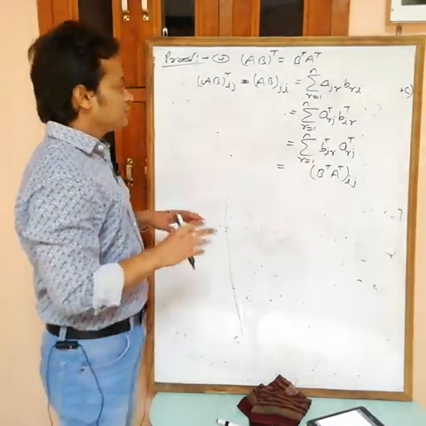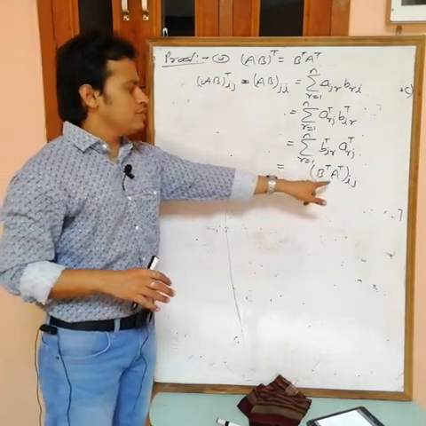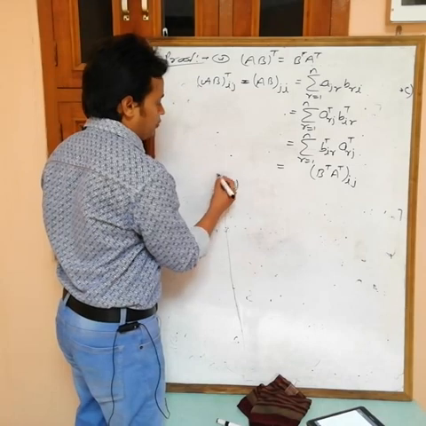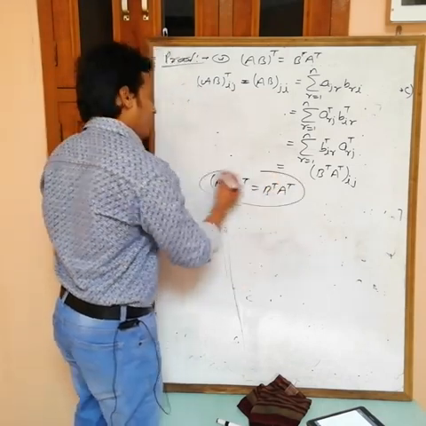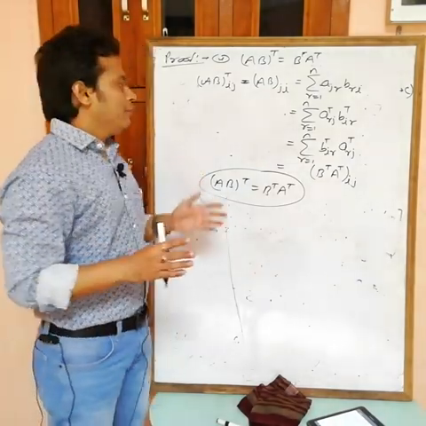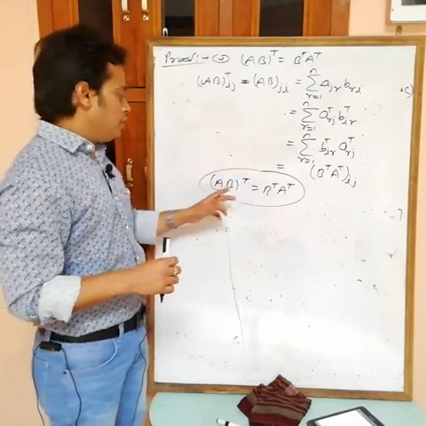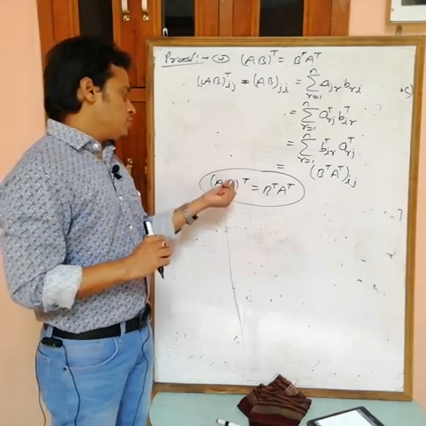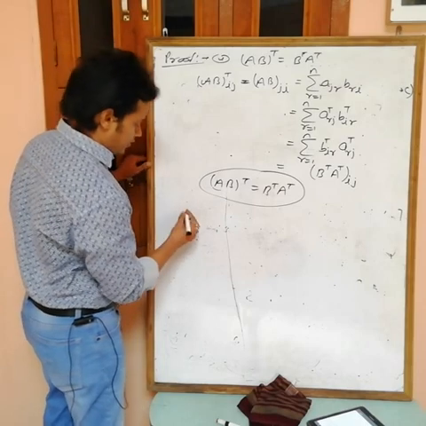Now see, what we are getting: the ijth element of (AB) transpose is equal to the ijth element of B transpose into A transpose. So I can say that (A into B) transpose is equal to B transpose into A transpose. If you are not getting this, no problem, because at the end we have to remember this result, which I am proving now. What we have to remember is that (A into B) transpose is equal to B transpose into A transpose.